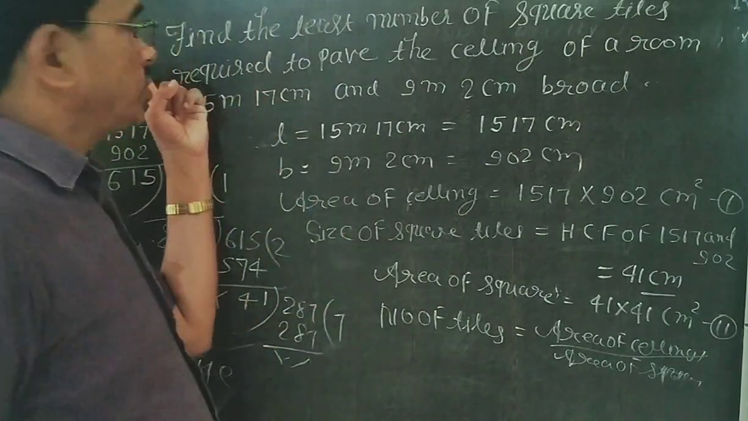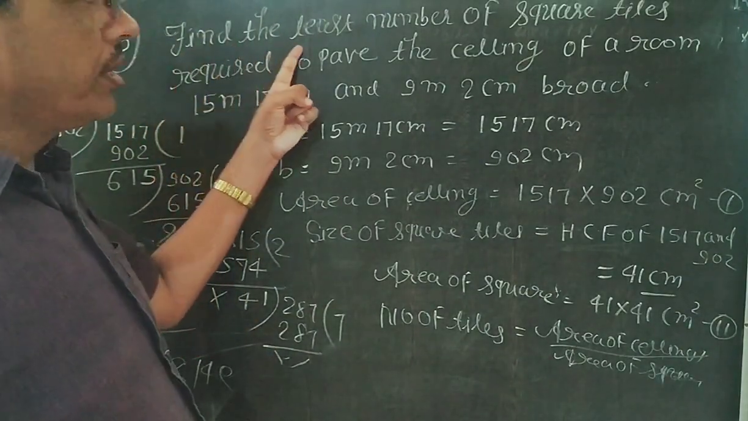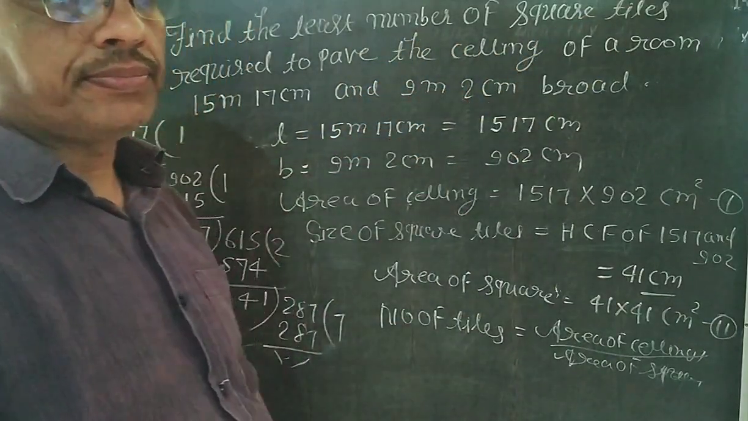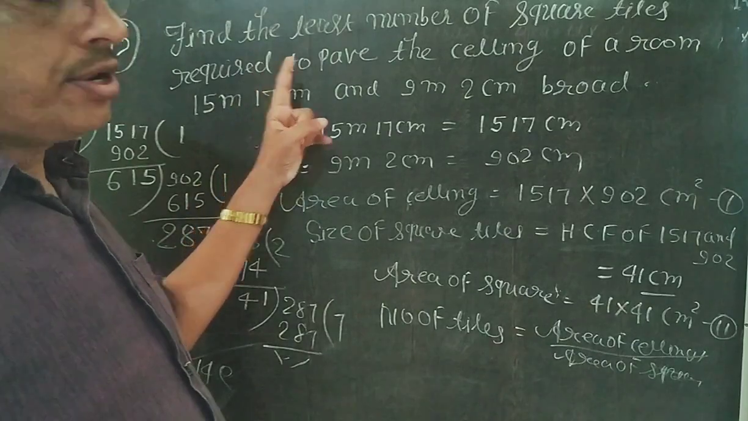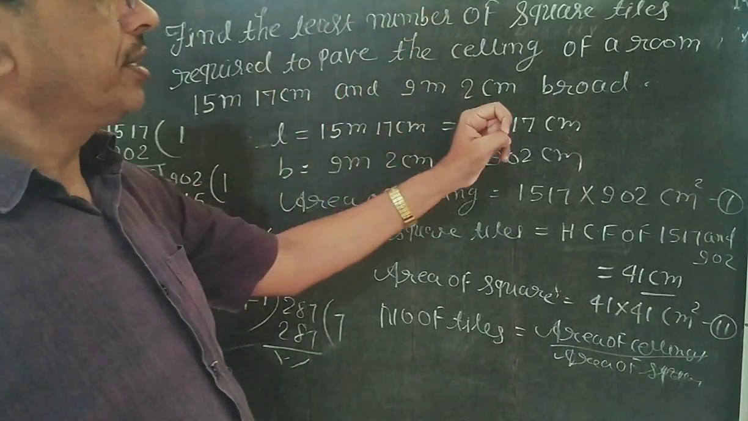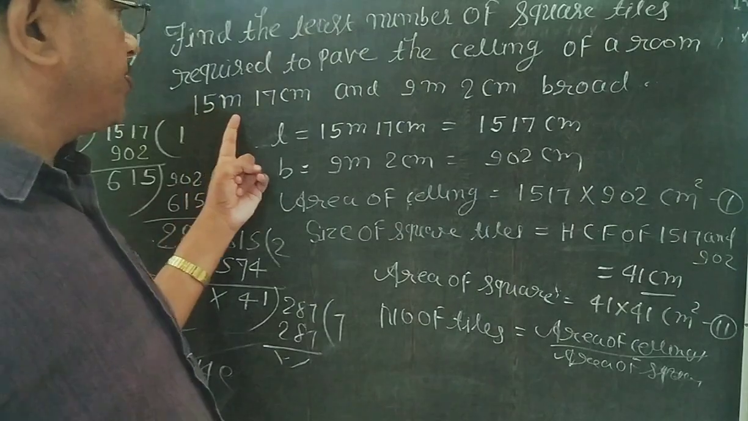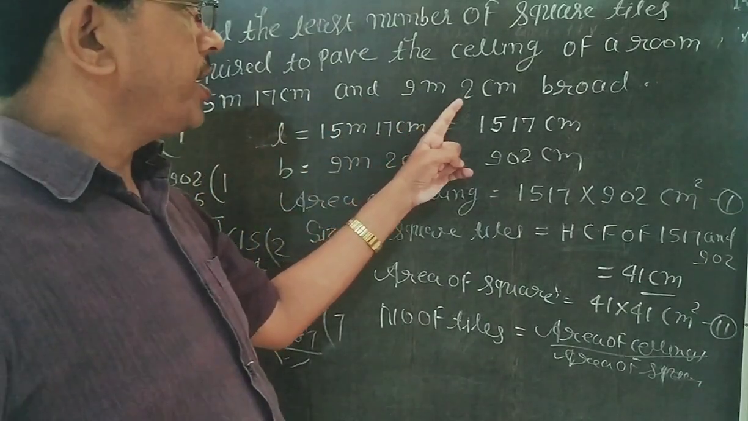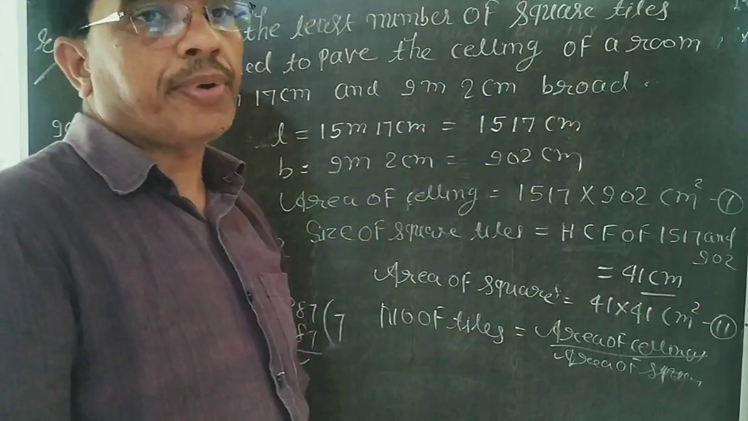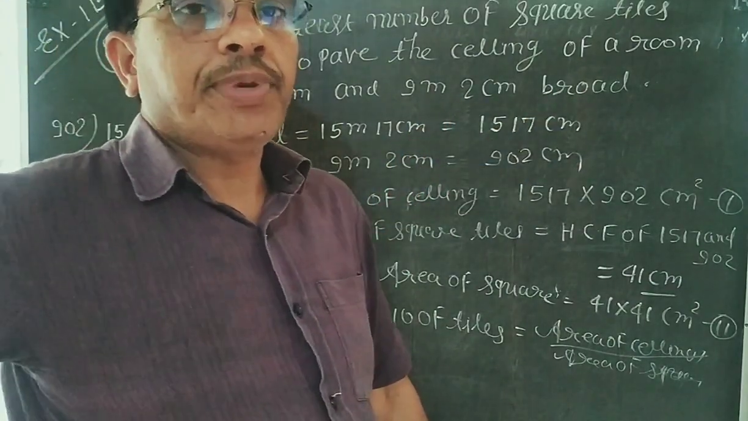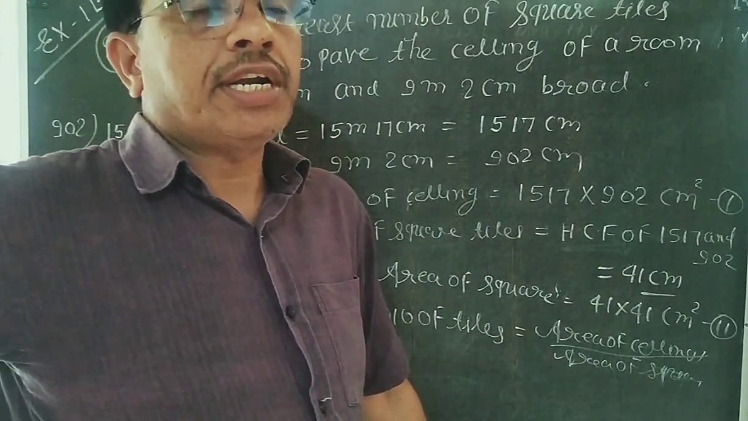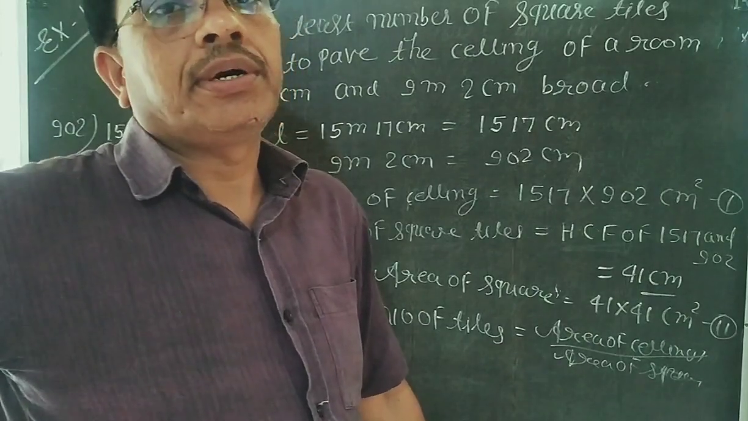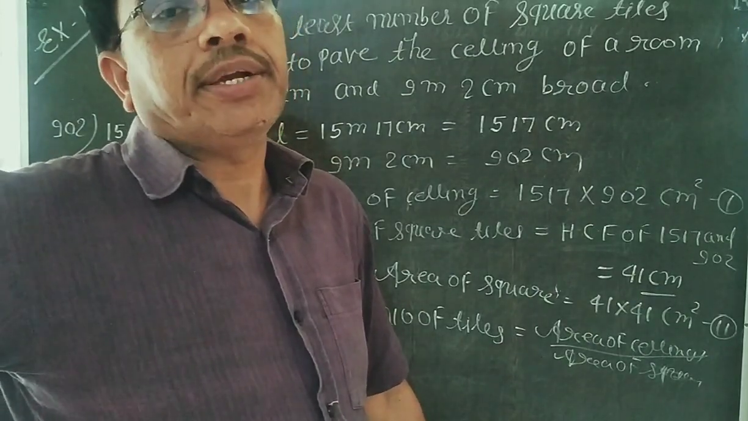Now question is 23: find the least number of square tiles required to pave the ceiling of a room which is 15 meter 17 centimeter long and 9 meter 2 centimeter broad. Your question is, a room is 15 meter 17 centimeter long and 9 meter 2 centimeter broad, and it is paved with square tiles on the ceiling.